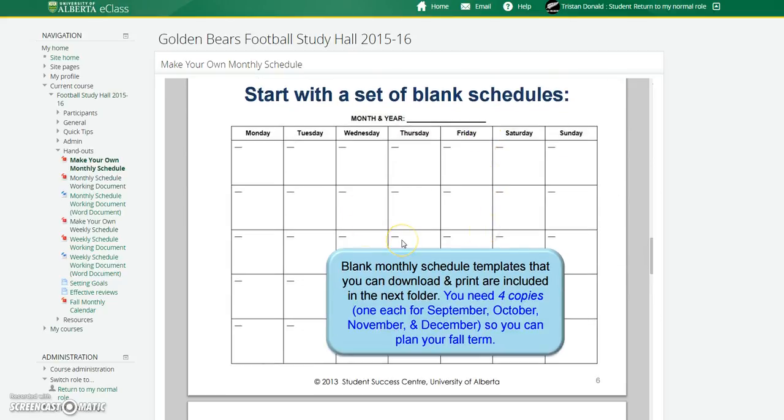We have the form for you. We have either a blank one that you can write the dates in yourself, or we actually have the full monthly calendar down here. You can actually download this one, either write on it or print it off.